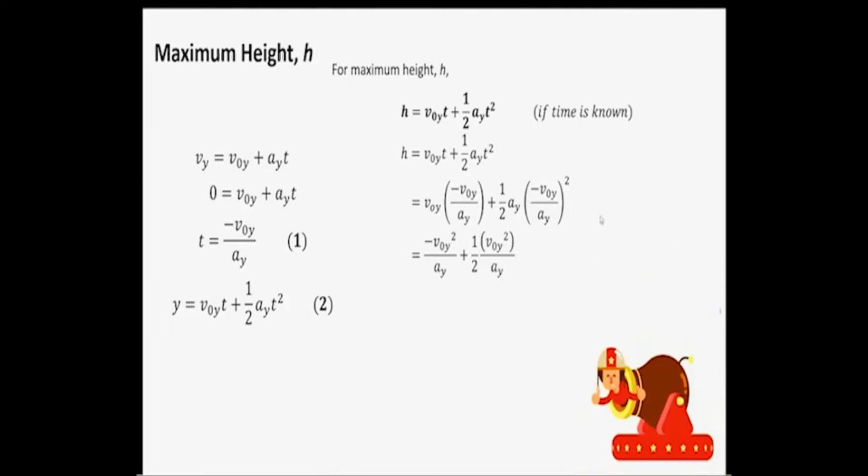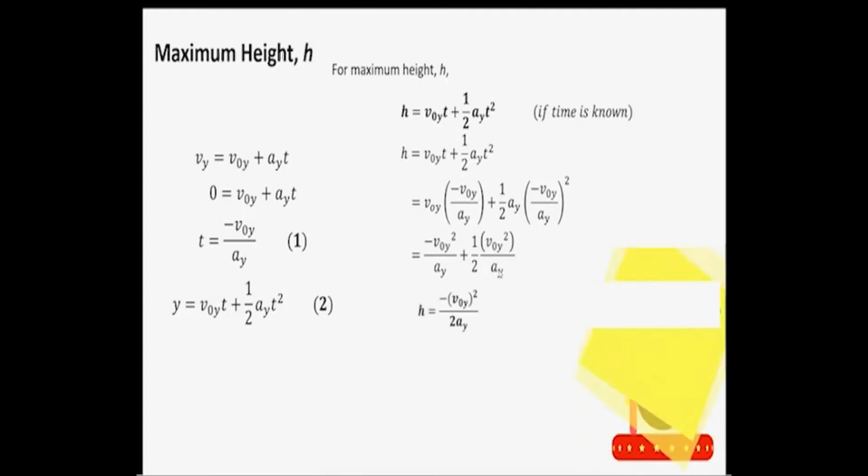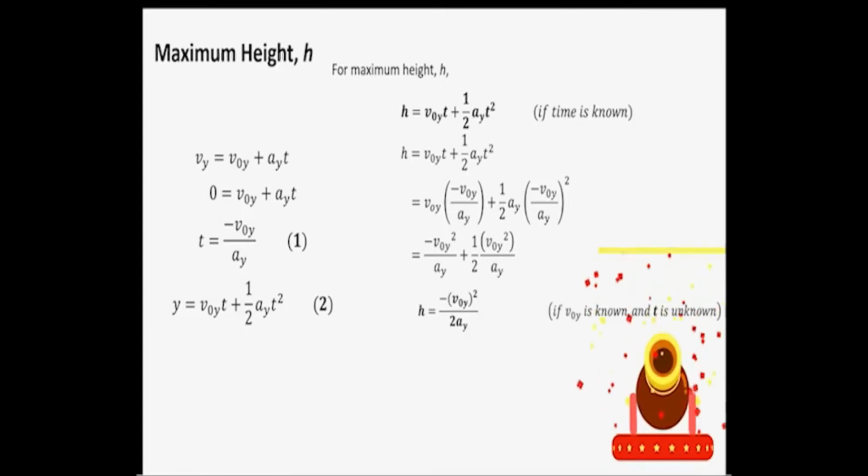What happens here? Remember that in this part of the term, a sub y is raised to the power of 2, so this will become a sub y squared. And since we already have a sub y here, we can cancel one of these a sub y so that the remaining a sub y is only this one. Now, simplifying this, negative v sub 0y squared all over a sub y plus 1 half v sub 0y squared all over a sub y, h or maximum height is equal to negative v sub 0y squared all over 2a sub y. So you can utilize this equation if v sub 0y is known and t is unknown.